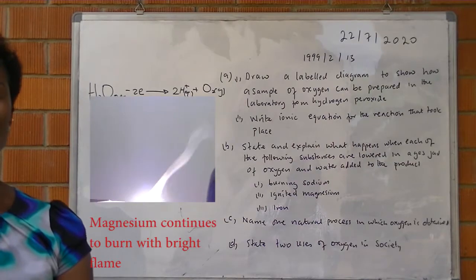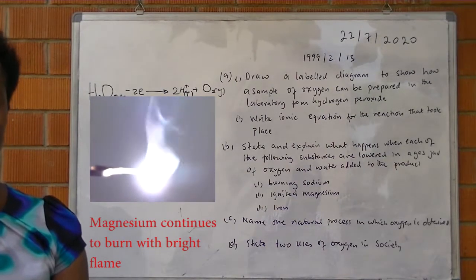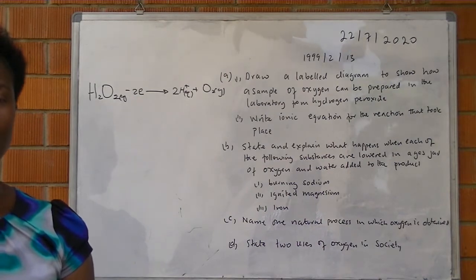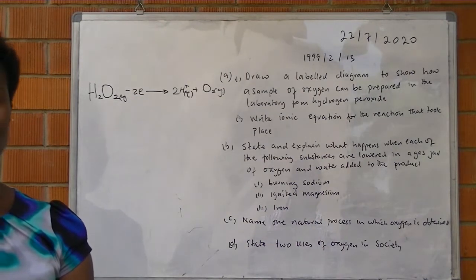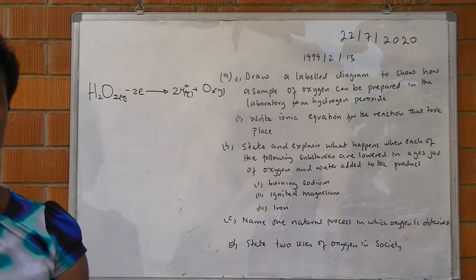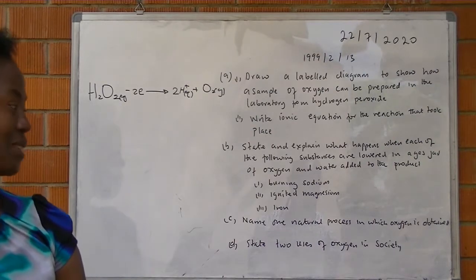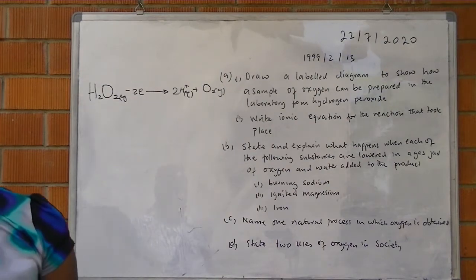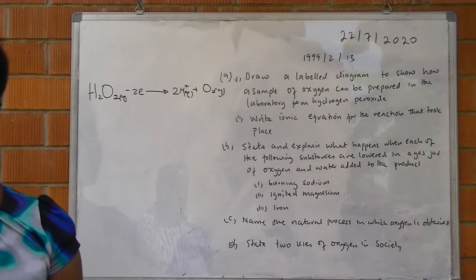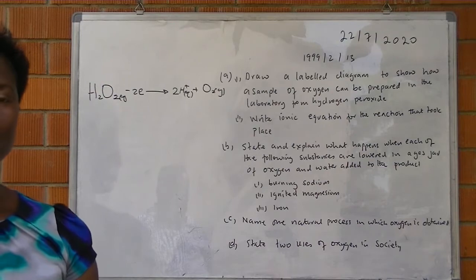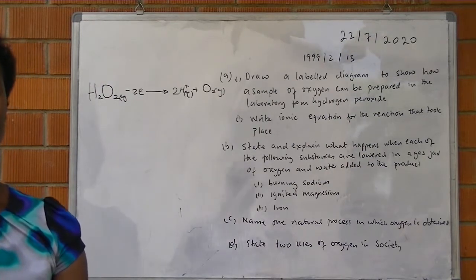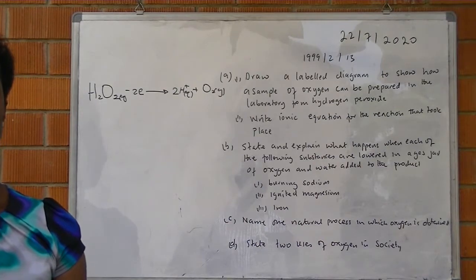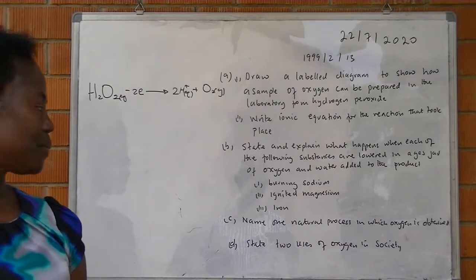Ignited magnesium will continue to burn with a bright light, leaving a white ash, and when the white ash is dissolved in water, it produces an alkaline solution of magnesium hydroxide. Roman number 3, iron. Iron continues to glow red hot, leaving a black solid, but when the solid is dissolved in water, it does not react with water.